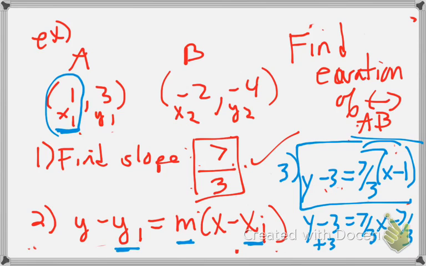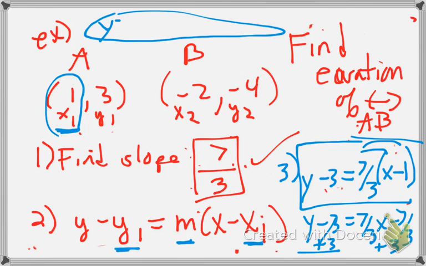And then just move 3 to the other side and take it from there. So what will that be? 2/3. So I'm just going to write the final answer up here. So final answer would be y equals 7/3 x plus 2/3. All right, hope that helps.